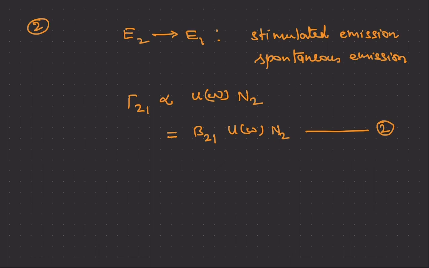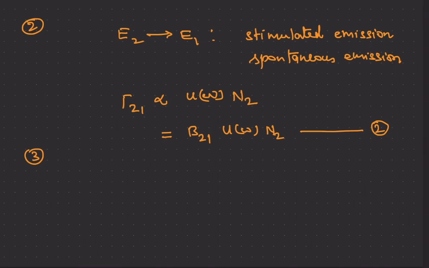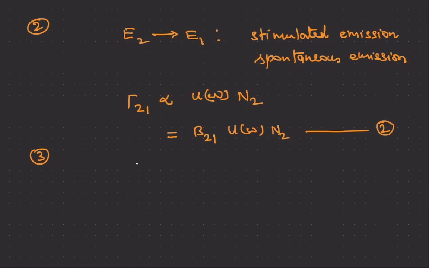Now the third way of interaction is that an atom which is in the upper energy level E2 can also make a spontaneous emission. This rate will be proportional to N2 only. That is, gamma 21 is equal to A21 N2. And let us consider this as equation number 3.